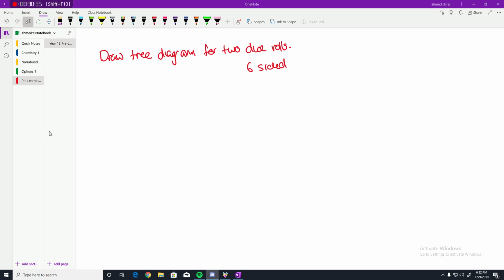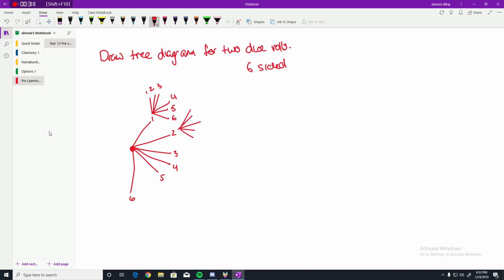I swear to God, it's actually impossible for me to draw a tree diagram. It is quite difficult, so I'll just quickly try my best. 1, 2, 3, 4, 5, 6. Okay, so over here we have 1. The probability of 1 occurring, 2, 3, 4, 5, 6. And 1, 2, 3, 4, 5, 6. And then over here 1, 2, 3, 4, 5, and then 6.